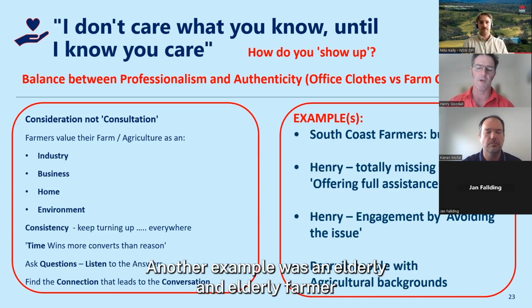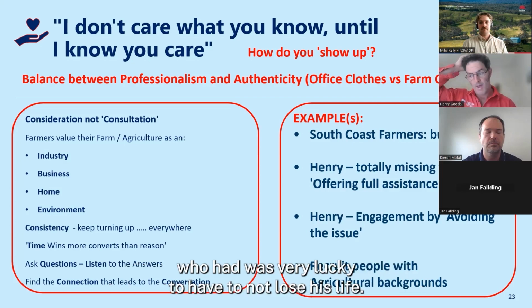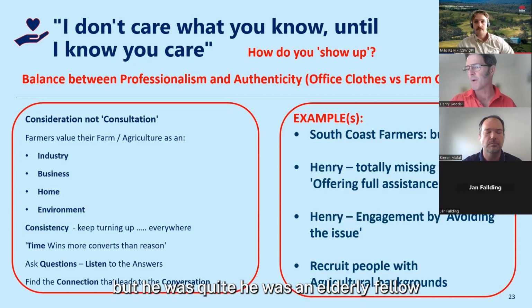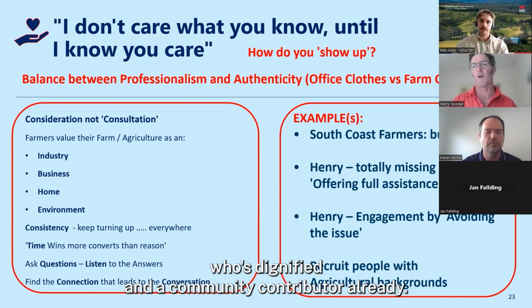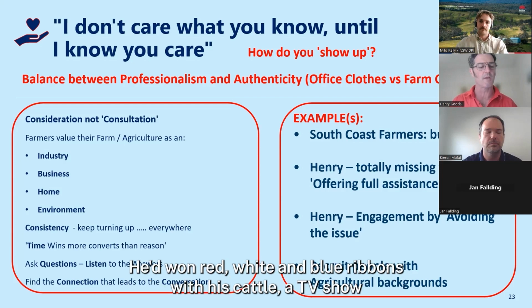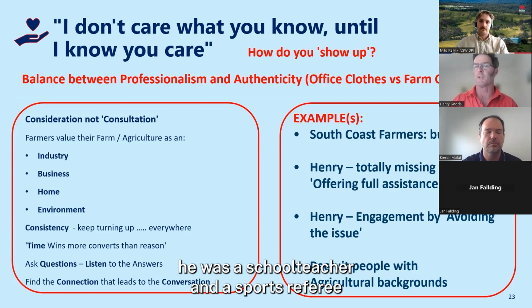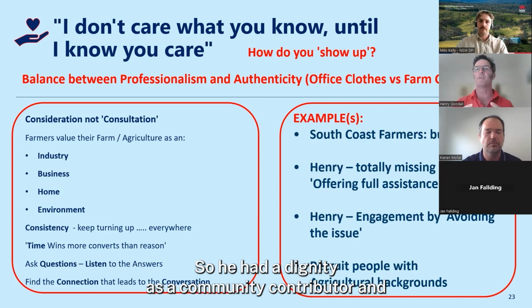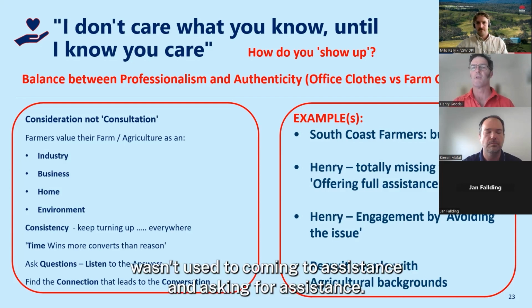Another example was an elderly farmer who was very lucky to not lose his life. His whole farm was burnt. But he was an elderly fellow who was dignified and a community contributor already. He'd won red, white and blue ribbons with his cattle at Sydney Show. He was a school teacher and a sports referee and had been a local mayor as well. So he had a dignity as a community contributor and wasn't used to asking for assistance.